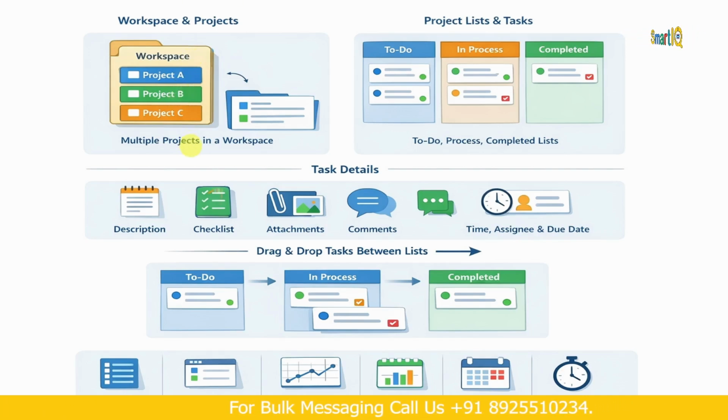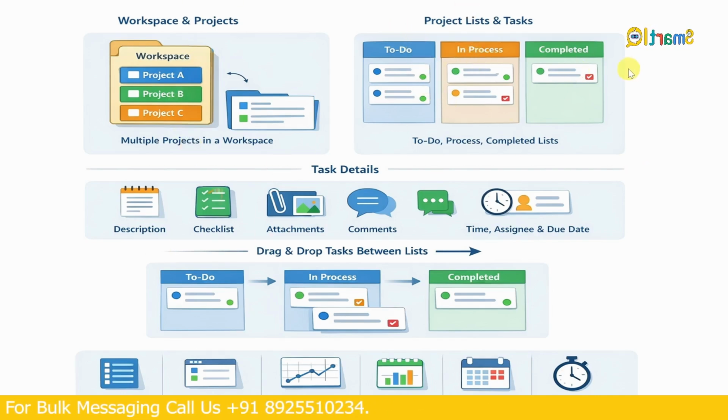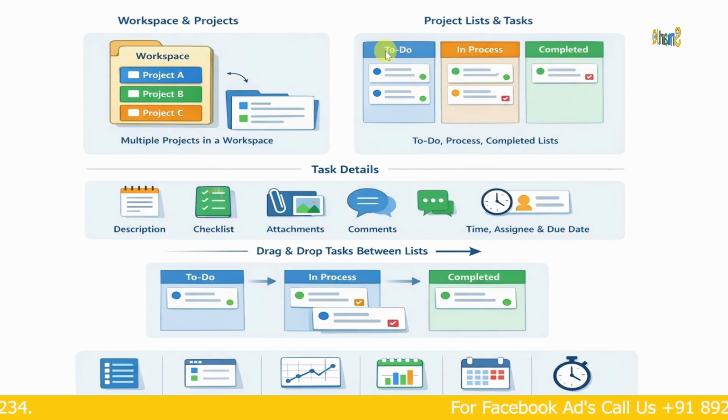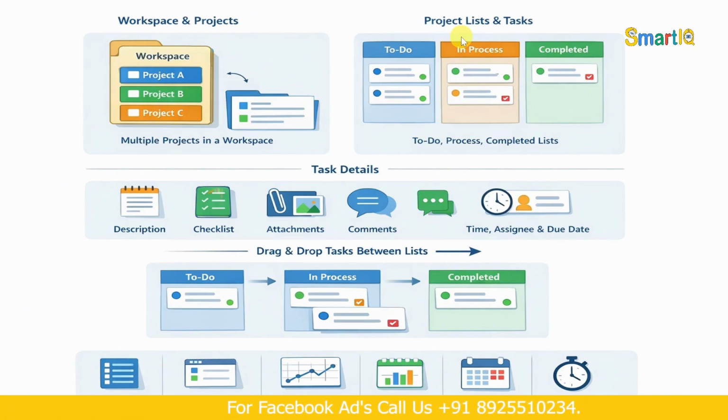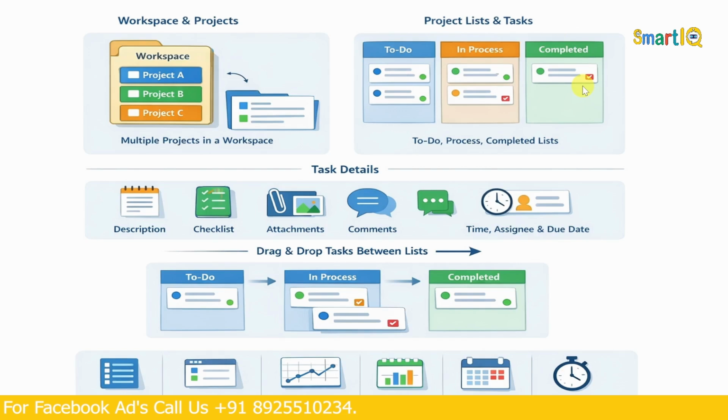Now this project will have many stages like to do, in progress, complete, and so on. There are a total of 11 stages. In these stages, we'll have many tasks. First, in the to do stage, we'll have tasks that need to be planned. In progress means the work is currently going on. Complete means the task is finished.